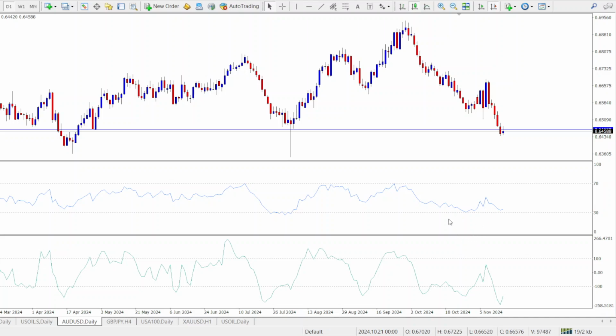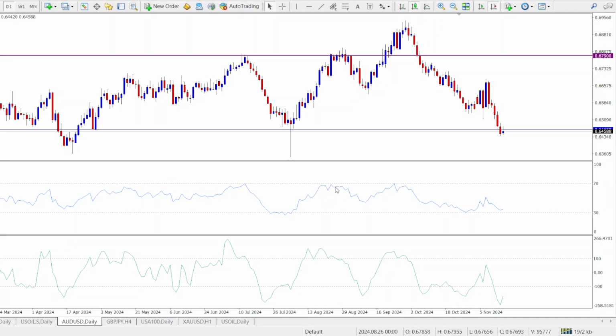Okay. For exits, you can use the opposite signal, a crossover back into neutral territory. For example, you could have entered a buy after we got these confirmations. After entering a buy, we could have set our stop loss below this swing low. And then as for our take profit, we could have considered using either the nearest resistance zone, or just wait for both the RSI and the CCI to cross back into neutral territory.